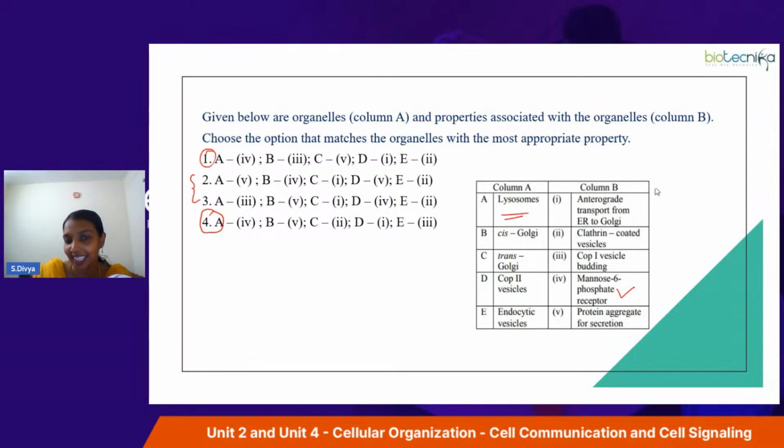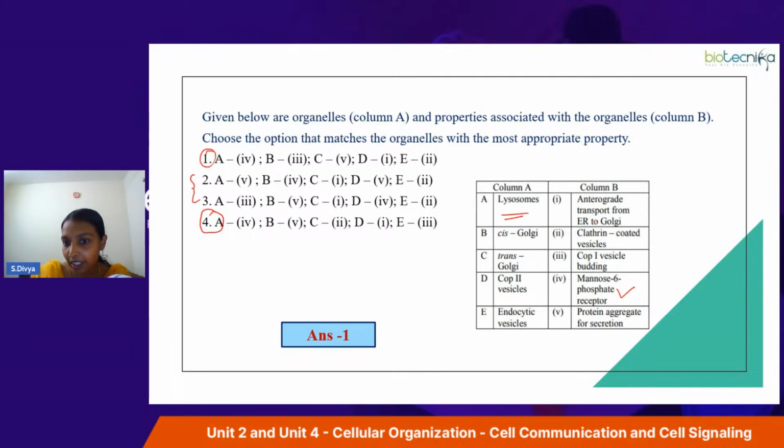Okay, very good. Very, very good. I can see all of you are giving the answers. That means the concepts which I taught you just now are very much clear, right? Very good. So the correct answer over here is 1.